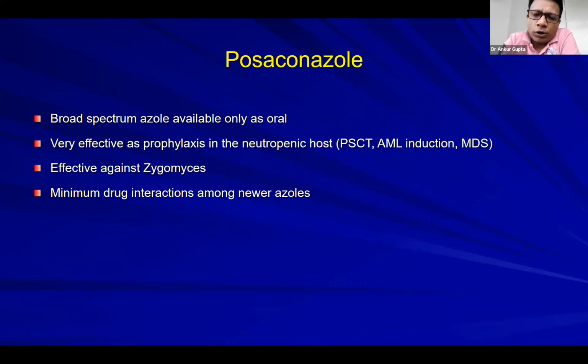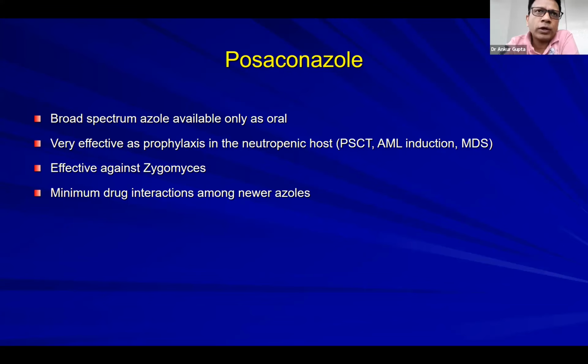Posaconazole is a new drug, not new anymore, but I think now the oral, it was available in oral solution form, but I guess now oral tablets are also available, at least in West. Again, broad spectrum, broader than voriconazole. It covers mucor also in addition to aspergillosis. It's a drug of choice for prophylaxis in neutropenic patients.